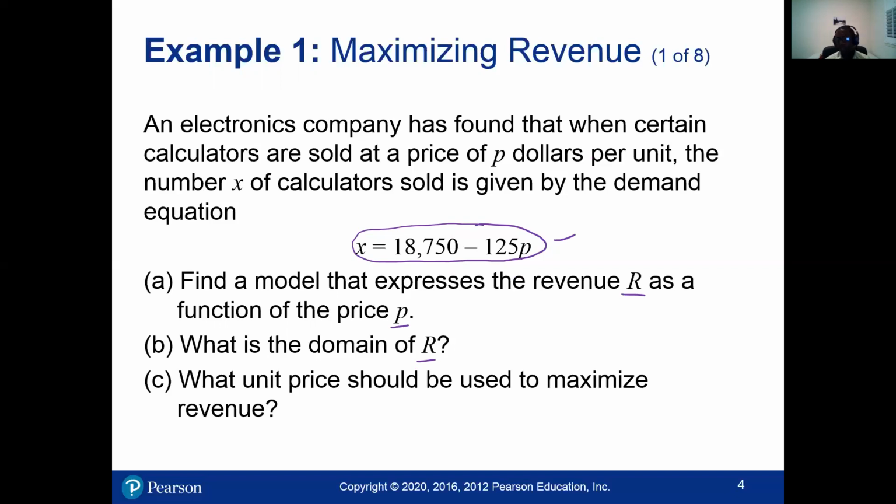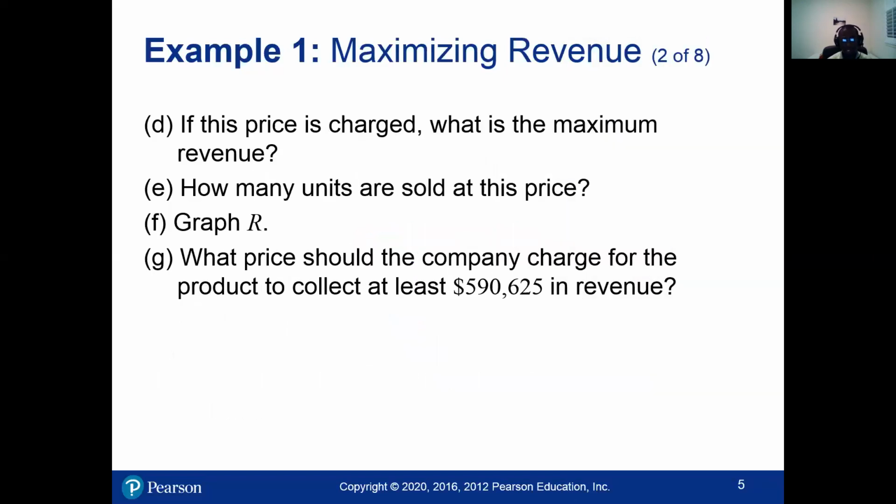And then we use everything that we learned in section 3.3. Okay, and then part C says, what unit price should be used to maximize the revenue? In other words, we want to find the P that maximizes the revenue. If it's a quadratic function, and if it has a maximum value, that's going to occur at the vertex. And then D, if this price is charged, what is the maximum revenue? So whatever we get in C, we plug it into the revenue function and get that. And how many units are sold at this price?